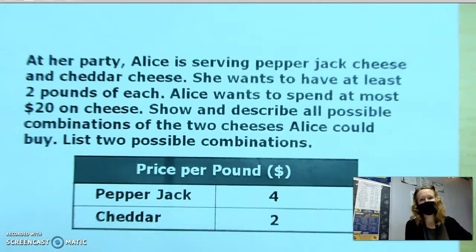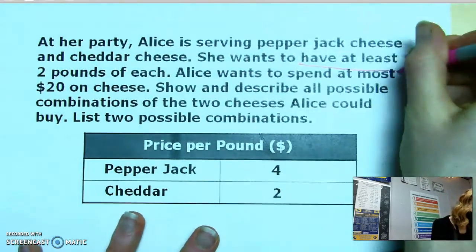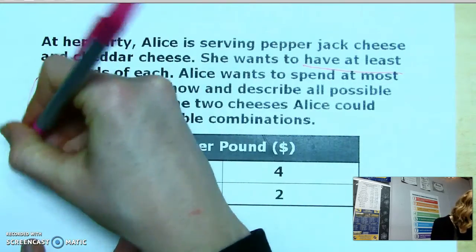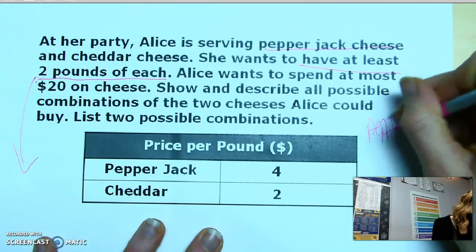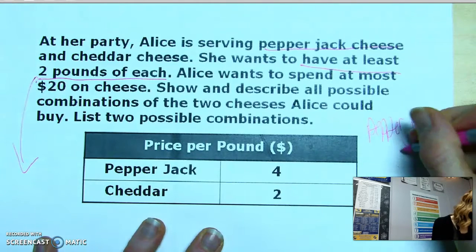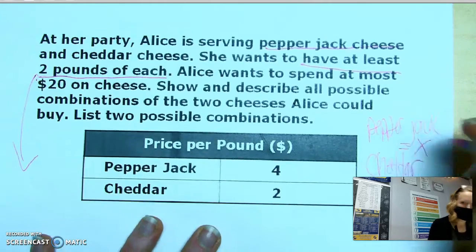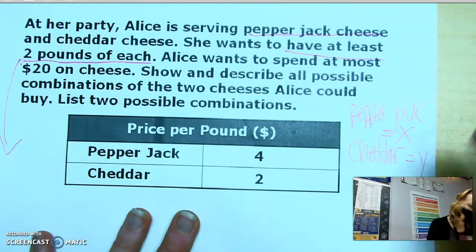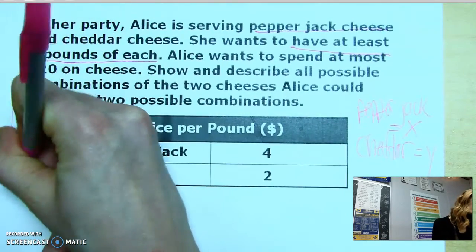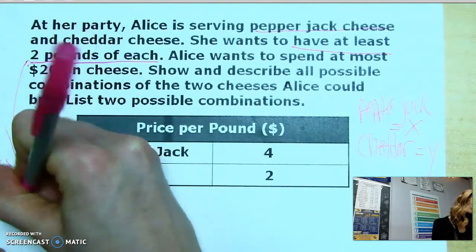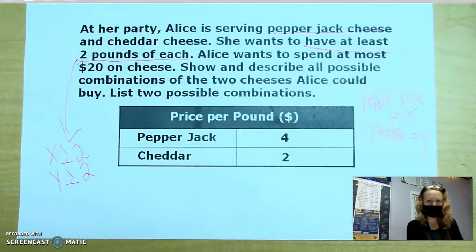But anyway, Alice is serving pepper jack cheese and cheddar cheese at a party. She wants to have at least 2 pounds of each. So let's call pepper jack X, and let's call cheddar cheese Y. If you want at least 2 pounds of each, then that means X has to be greater than or equal to 2, and Y has to be greater than or equal to 2, right? That means you have to have at least 2 of both.